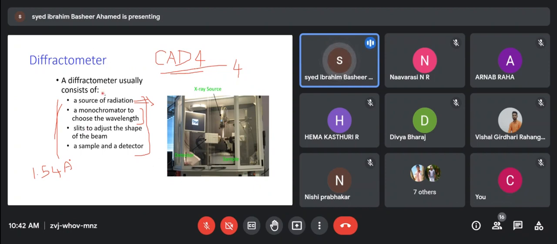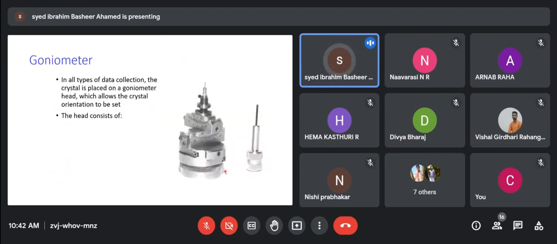So a diffractometer generally looks like this. Here I'm showing you the goniometer. So what is this goniometer? This is where you will put your crystal. The entire setup is called a goniometer. On the top of that goniometer, you will have a thin needle.